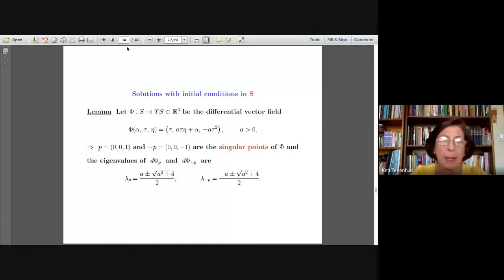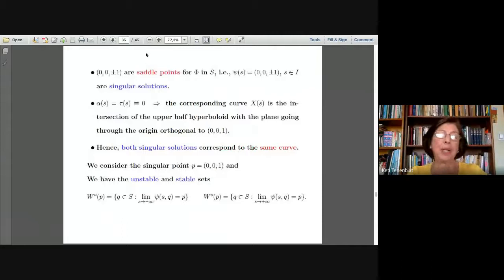Now, the points (0, 0, plus or minus 1) are saddle points, and psi of S is equal to (0, 0, plus or minus 1) for all S, and these are singular solutions. Because tau and alpha are 0, the corresponding curve is the intersection of the upper half hyperboloid with a plane going through the origin orthogonal to (0, 0, 1). Both singular solutions correspond to the same curve, just this intersection.